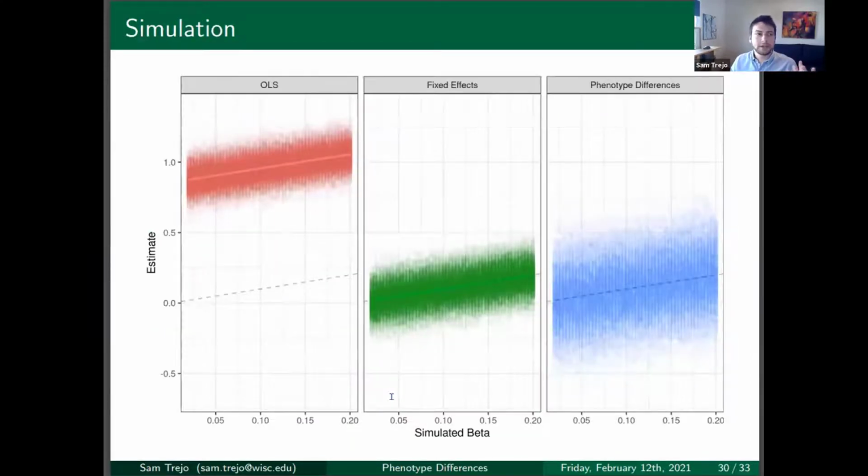Quickly, to finish things off, as a simulation, each one of these dots is a data set. We're simulating data using that causal model from earlier, and then we're fitting three different models: OLS, fixed effects, and phenotype differences. Here's the simulated beta. We were hoping to recover the simulated beta in expectation.